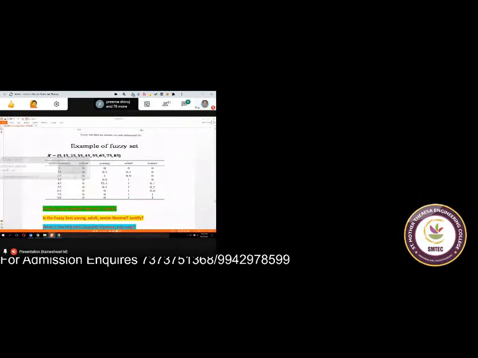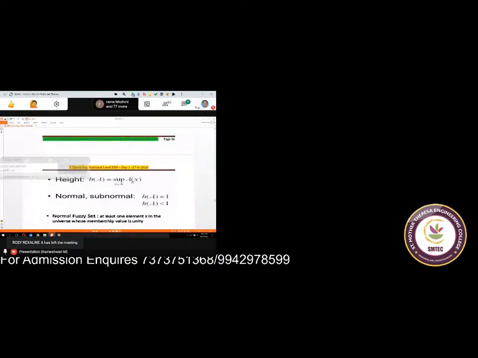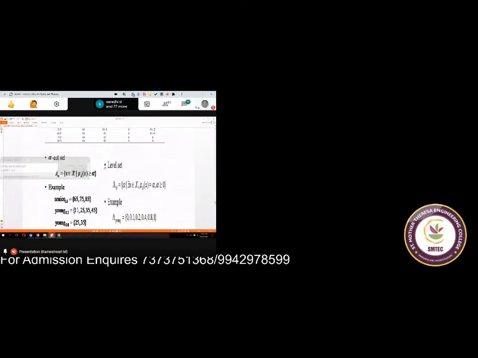Similarly, what is the height? Height is the maximum membership. If it is a continuous universe, we substitute maximum by supremum. So it is the maximum membership collection. Similarly, alpha cut. Alpha cut is very much essential because fuzzy membership is a transition from the crisp domain to the 0-1 codomain.